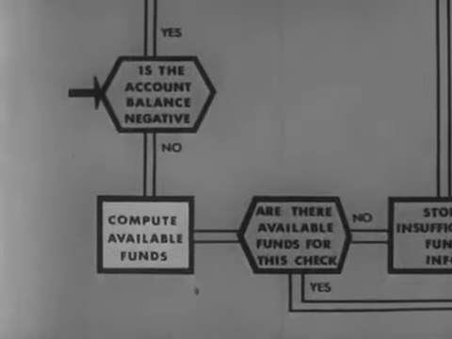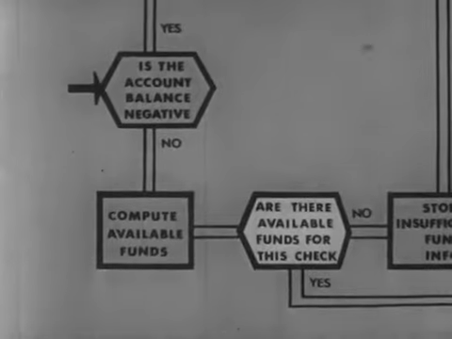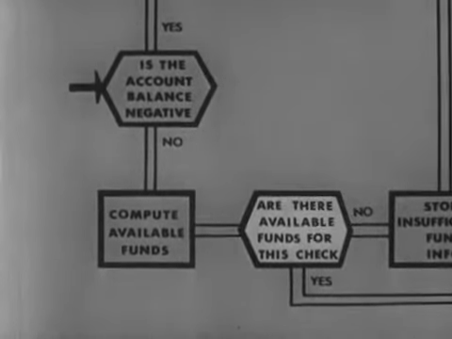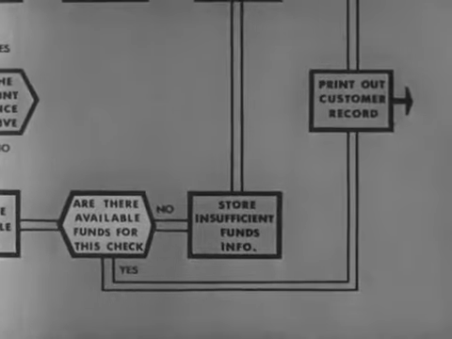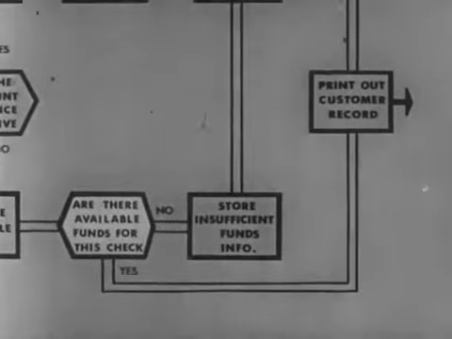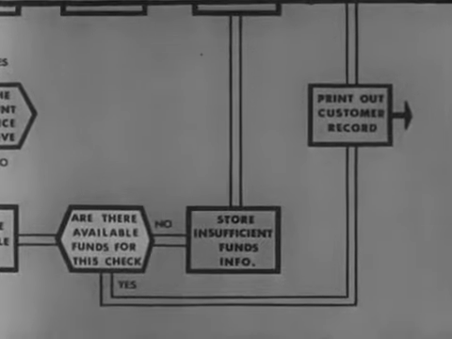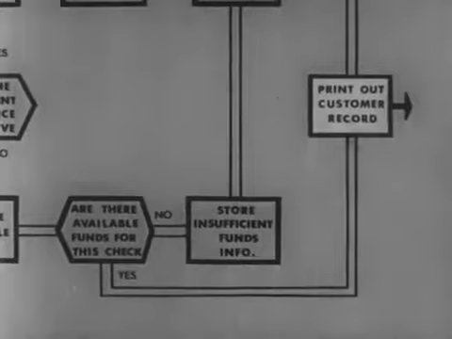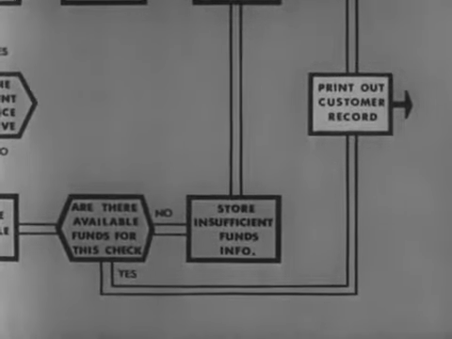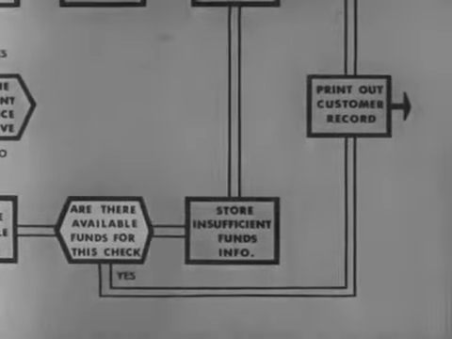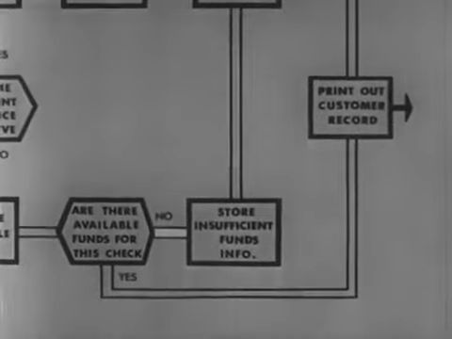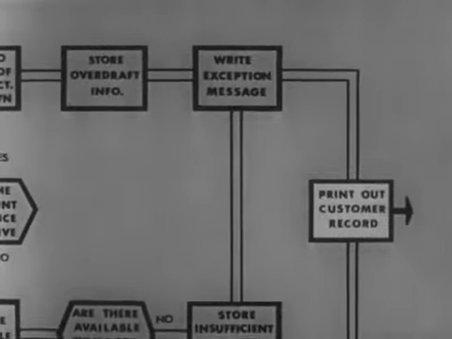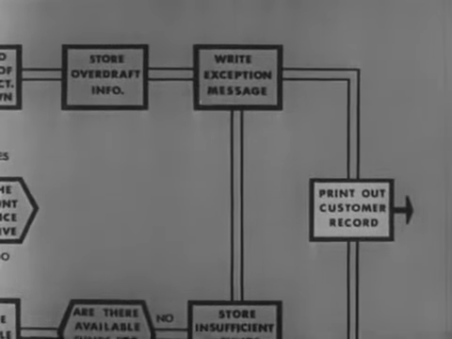Next, the computation is required. Is the amount of money sufficient to cover the check which is being processed? The computer compares the amount of balance with the amount in the check. The answer is yes if the balance is larger. The computer will then deduct the amount of the check from the original balance and will print out this new information on the customer record. However, if there are not sufficient funds to cover the check, the computer will record this information, write an exception message, and print out the appropriate customer record.